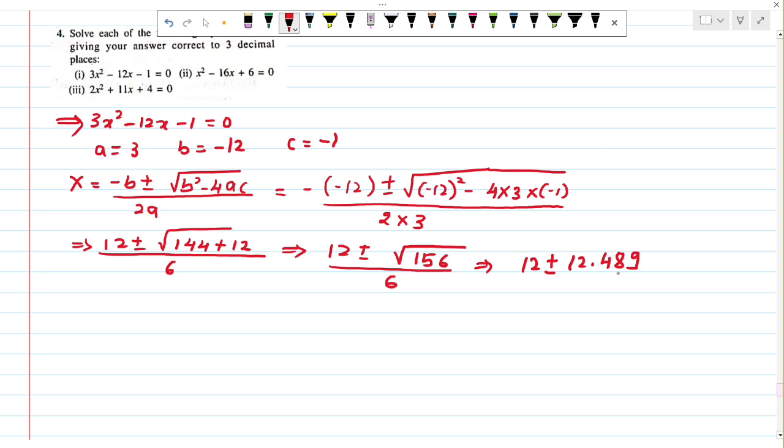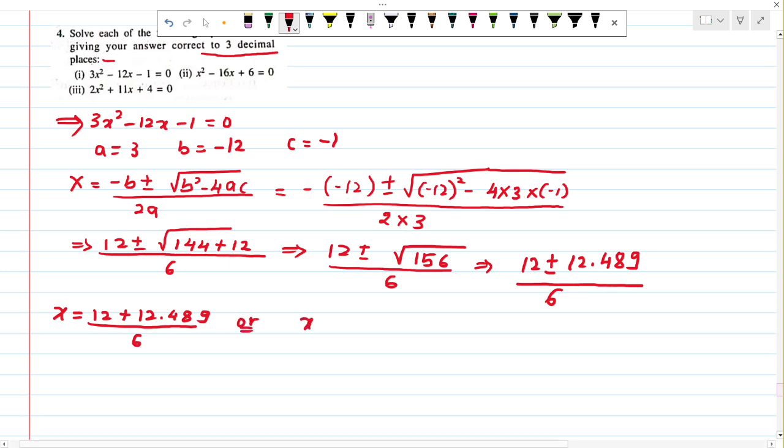Root 156 is nothing but 12.489. Here I am taking 3 decimal places. Why? Because they have mentioned here to give your answer correct to 3 decimal places. So I am taking the root of 156 as 12.489, divided by 6. So the possibilities here are x equals 12 plus 12.489 divided by 6, or x equals 12 minus 12.489 divided by 6.